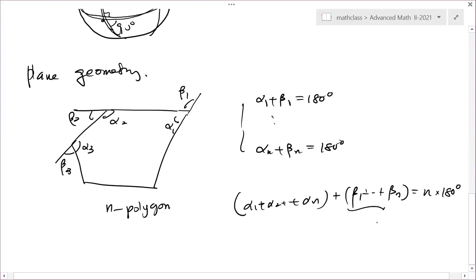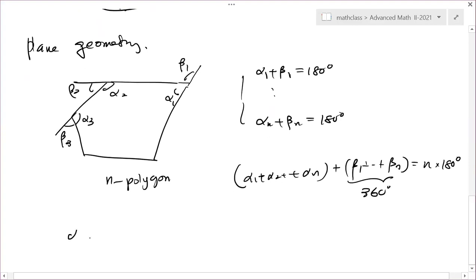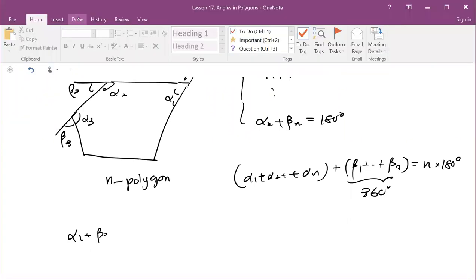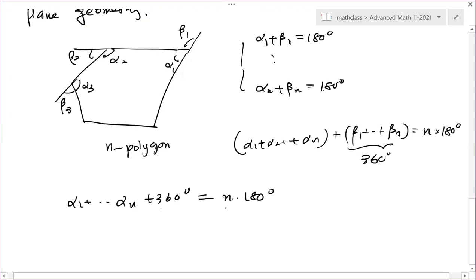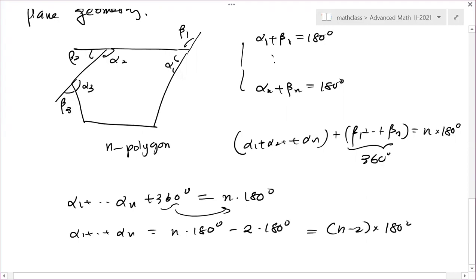We already know the sum of the exterior angles is 360 degrees. So you conclude that the sum of the interior angles depends on how many edges you have. It's n times 180 degrees minus 360 degrees. So I'm going to move this term to the right-hand side, and then I get minus 2 times 180 degrees. I can take 180 degrees out, so it's n minus 2 times 180 degrees.